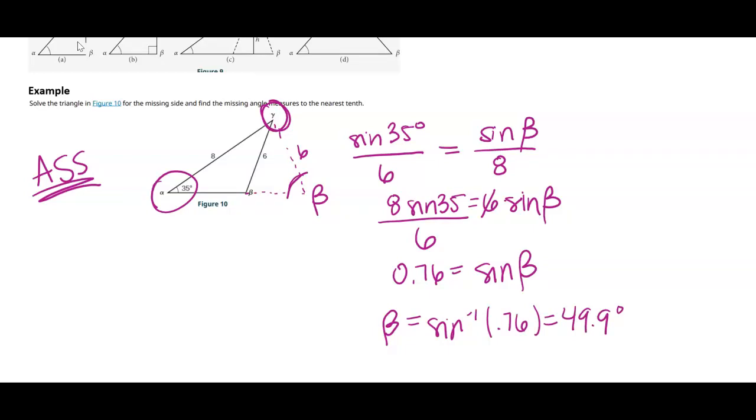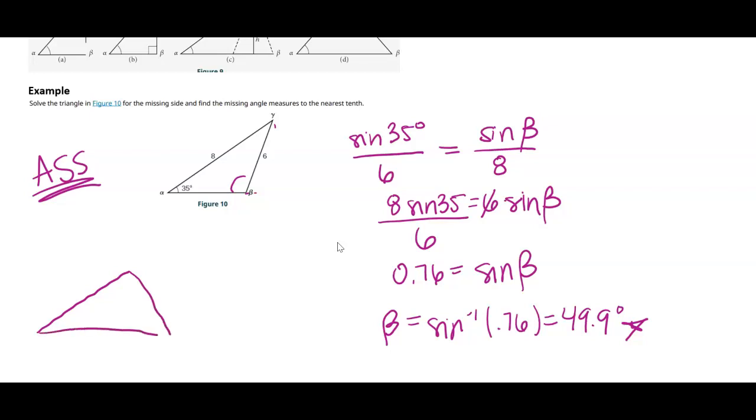But that's really weird because in the way in which this original triangle is drawn, maybe I'll even erase this piece here, beta definitely looks obtuse, not 49.9 degrees. So by taking the sine of this angle here, I believe that this calculation is actually giving me that other type of triangle.